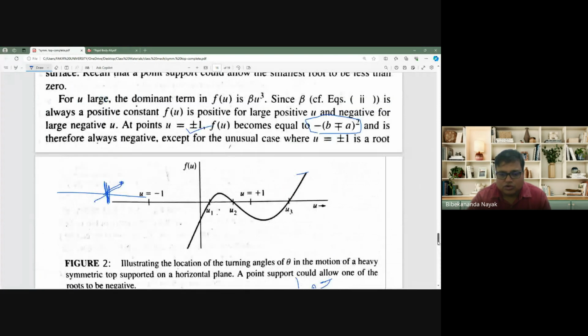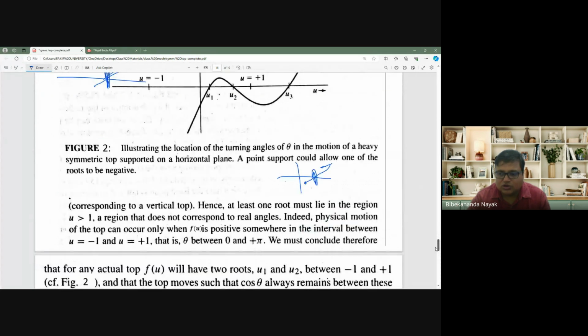The root, hence at least one root lies in a region that does not correspond to real angles. But for real angles, u is between -1 and +1, so it is not a real case. In a physical motion, the top can occur only when f(u) is positive, somewhere in the interval -1 to +1, and theta varies from 0 to pi, where u is cos theta.